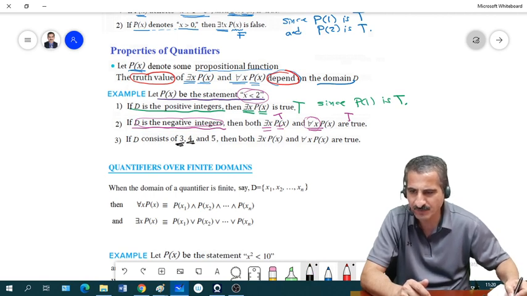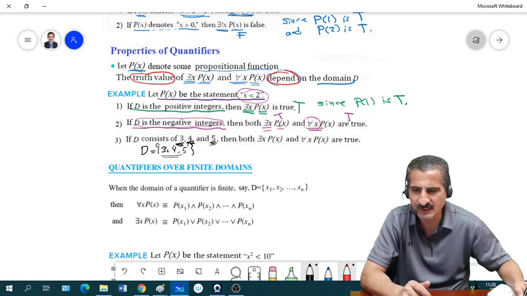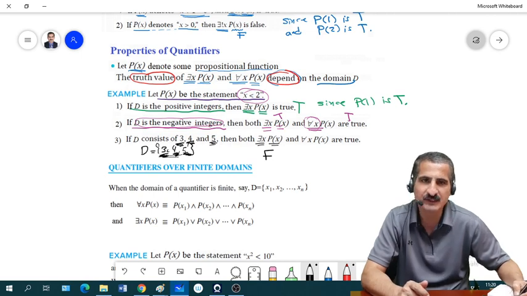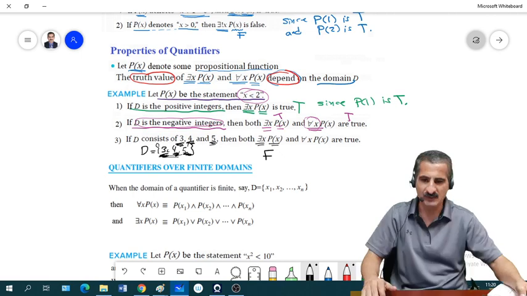Now, if D consists of 3, 4, and 5 only, so this is a finite domain, we will apply p of x to these numbers only. Now, there exists an x such that p of x means there exists an x in D such that x is less than 2. This is false because the x's we have here are either 3, 4, or 5, and none of them is less than 2. So the statement is false.